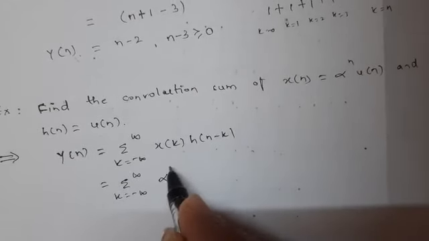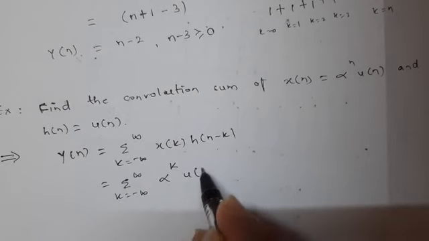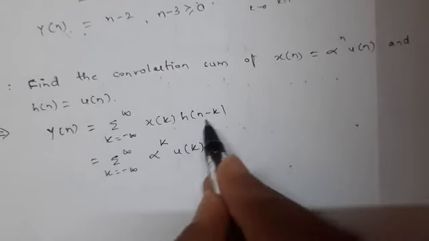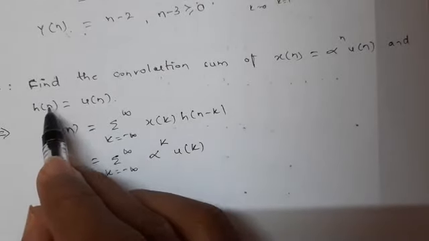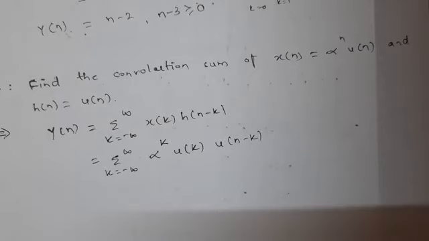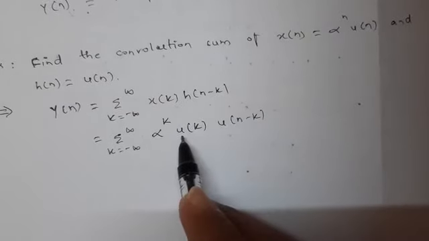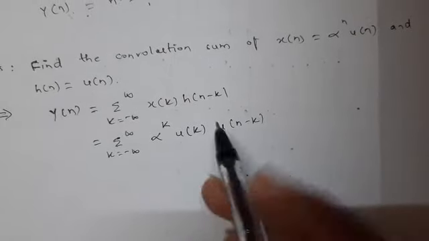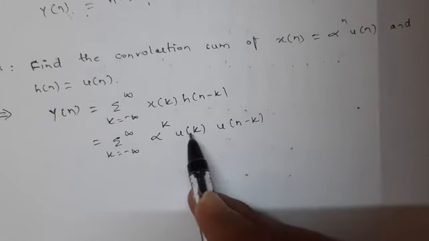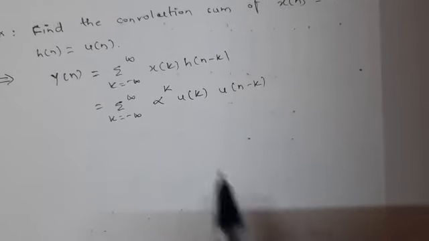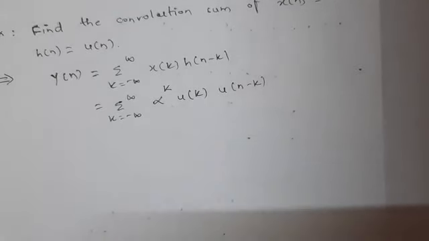So alpha to the power k u of k, right? And h of n minus k. Replace n by n minus k. So it is u of n minus k. You know that u of k samples are 1, u of n minus k samples are 1. You just need to get where the values exist and where the values do not exist for y of n. Keep alpha to the power k as it is.